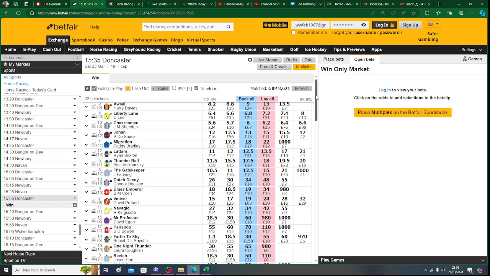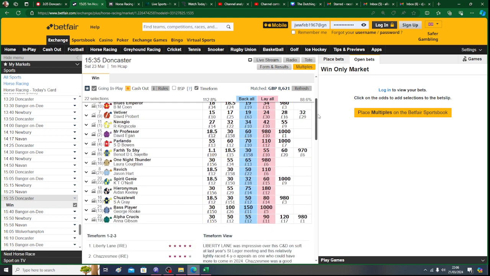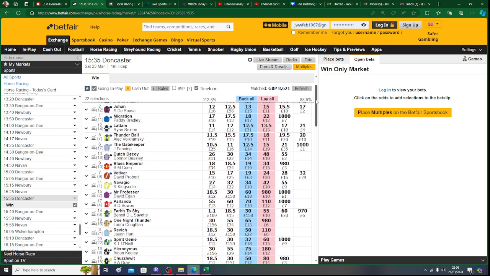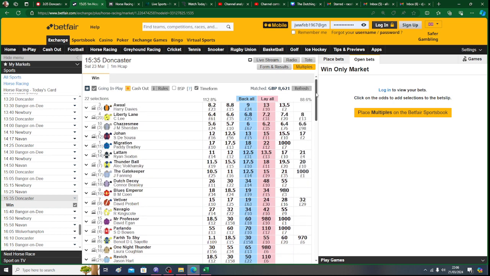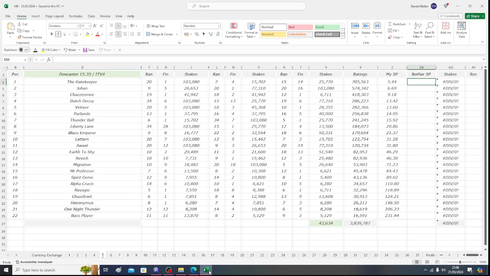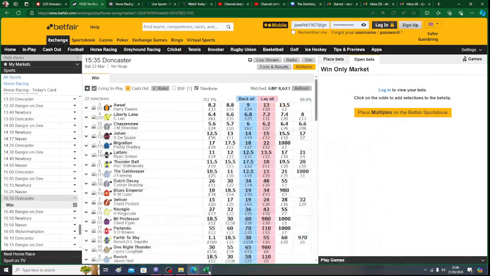So we're going to look at these. They're not necessarily in any kind of order. They've just come from the ante-post market. So let's have a look. We've got the Gatekeeper trading at 12.5. I'm not going to say these are going to be the best prices at Betfair. Let's have a look. 112.1 on the overround. I'm not sure if any high street bookmaker would be any better at the moment.